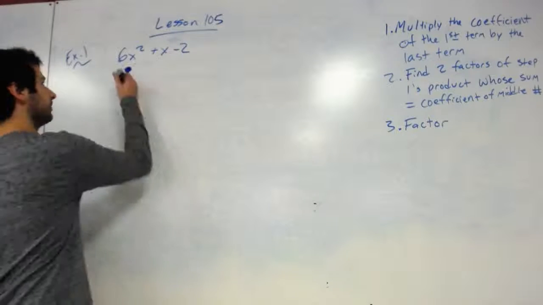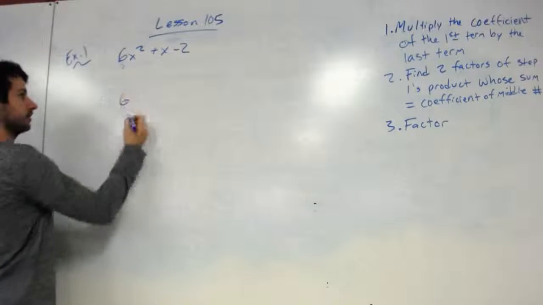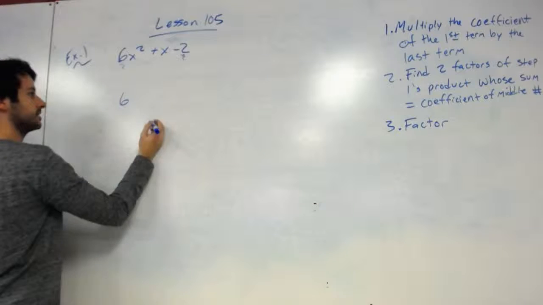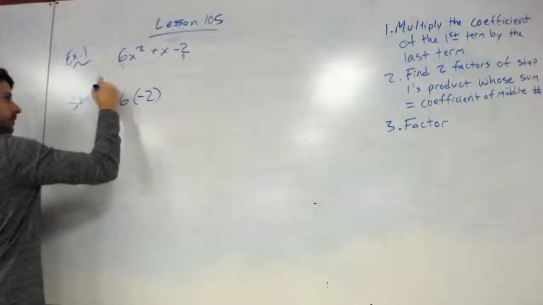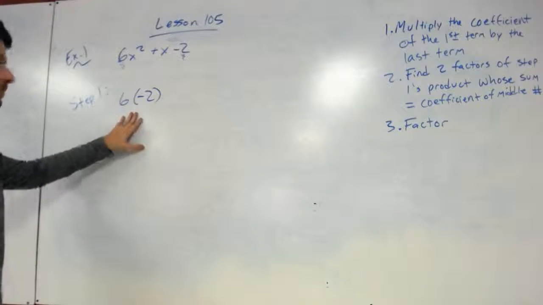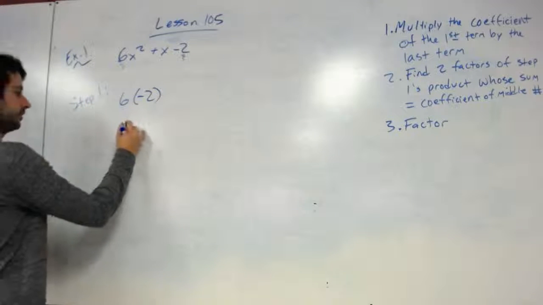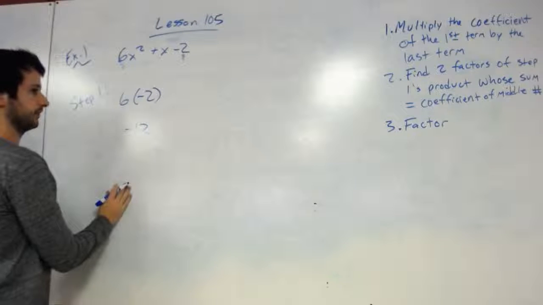All right, what does that mean? Well, my first term is 6. My last term is negative 2. So step 1 says to multiply those two. So that equals negative 12.